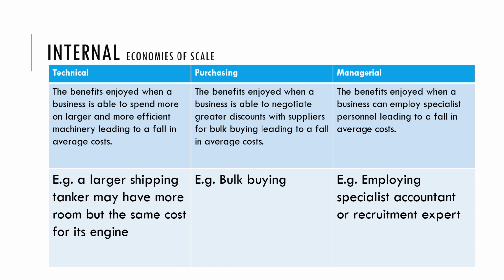The second one is purchasing, sometimes known as bulk buying economies of scale. As we order greater amounts of supplies, we can negotiate greater discounts per unit with suppliers. Again, this brings down costs. And the last one is managerial. As the business grows in size, we can employ specialist personnel, so a specialist accountant or a specialist head of recruitment. And because they're more efficient, specialised, more productive, this lowers average costs.